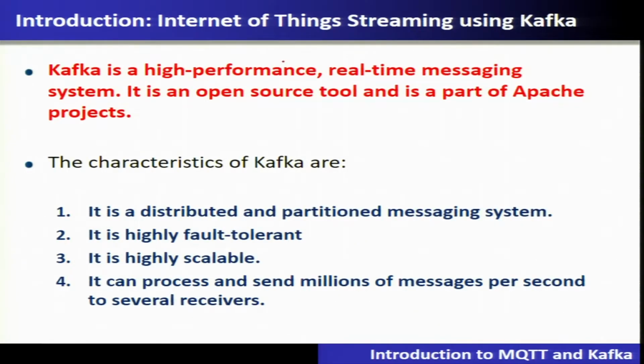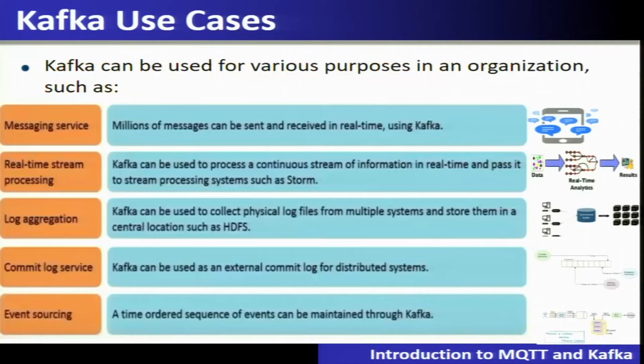Kafka is a high performance, real-time messaging system. It is an open source tool and a part of the Apache project. The main characteristics of Kafka are as follows. It is a distributed and partitioned messaging system. It is highly fault tolerant, highly scalable, and it can process and send millions of messages per second to several receivers. Kafka can be used for various purposes in an organization.